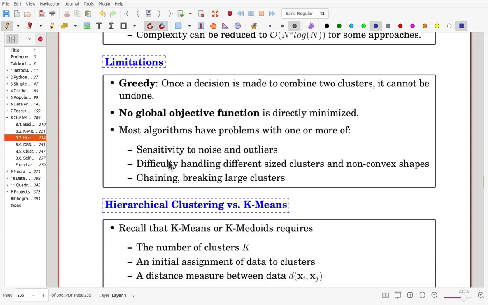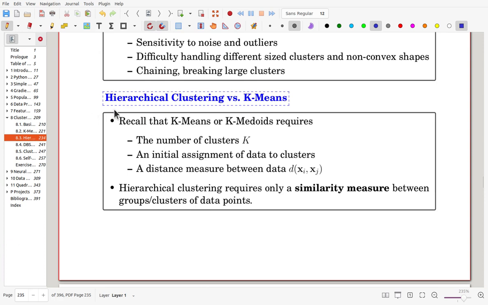And these algorithms are, the same as for the partitional clustering algorithms, sensitive to noise and outliers. And also, it is difficult to handle different sized clusters and non-convex shapes. And sometimes it can have chaining or breaking of large clusters. So AGNES or Diana will have one or more problems out of these.